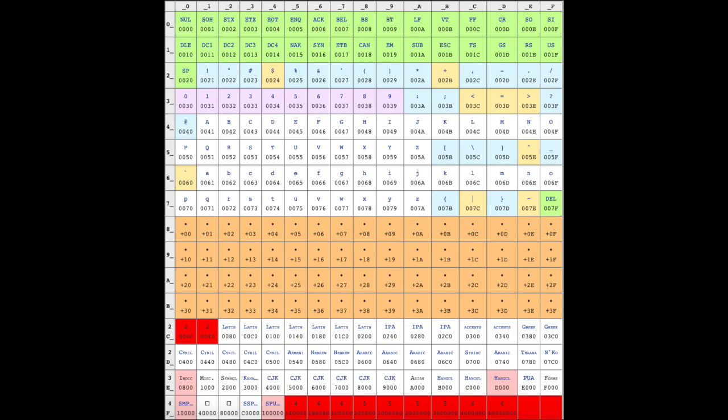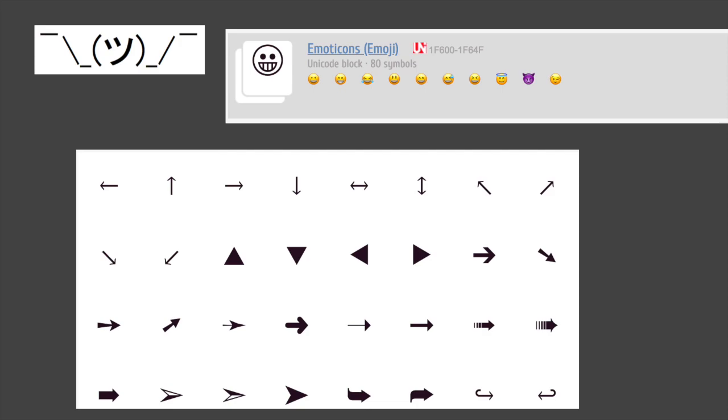Any files written using the ASCII character set would be valid UTF-8, while over a million new characters would be supported. UTF-8 uses the ASCII character set as its first 128 characters, and the remaining characters are used for other symbols such as arrows, stars, emojis, Chinese characters, etc.